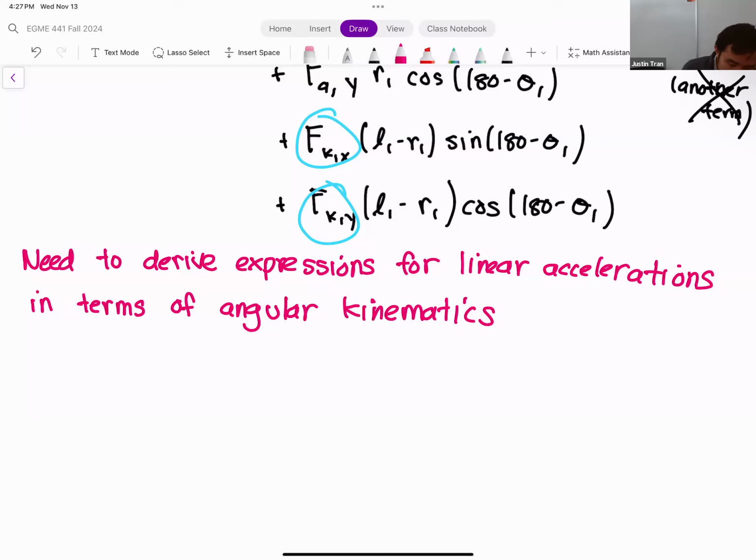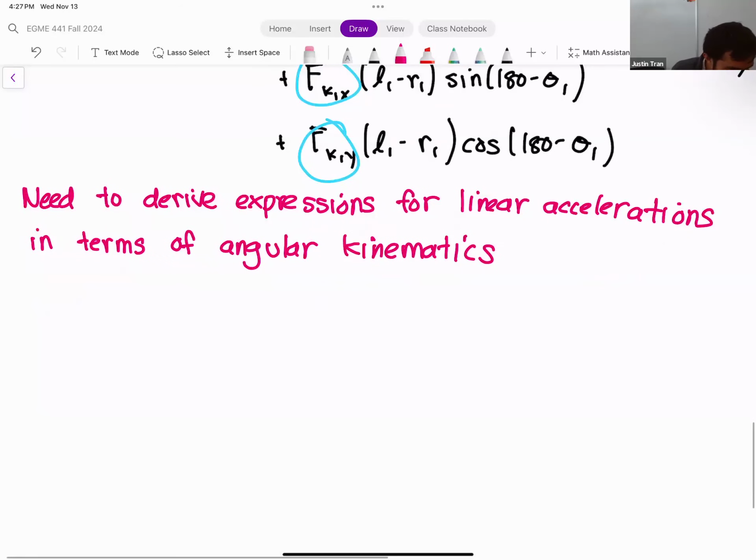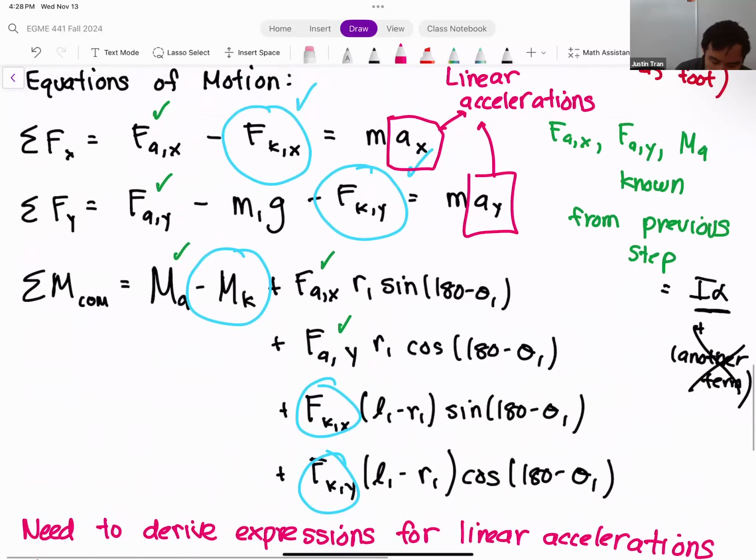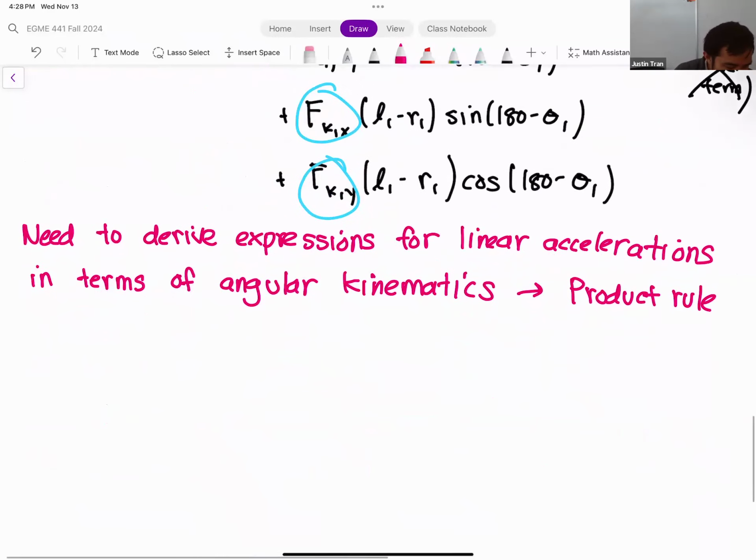Okay. And so to do this, we need to make use of one of our best friends from calculus, which is the product rule. Okay. All right. So let's see how this is done. Let's take the x position of the center of mass. Okay. And let's use that to derive the x acceleration.